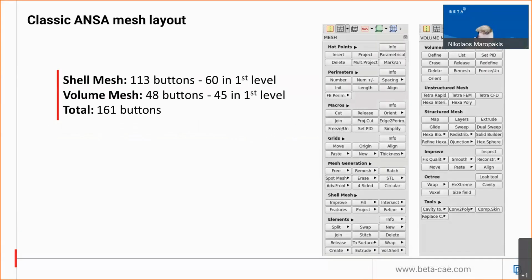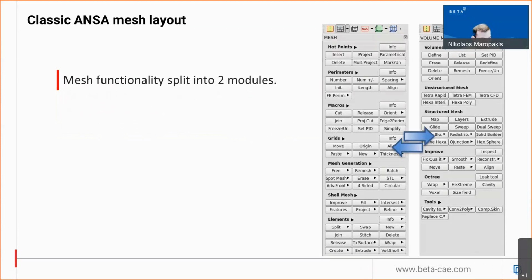Let's start with a view of the classic ANSA meshing layout of versions prior to version 22. There were 113 buttons in cell mesh, and almost half of them are hidden in the buffer menu, while in volume mesh there are 48 more buttons for a grand total of 161 buttons. Furthermore, a lot of operations require the user to use buttons from different modules, causing unnecessary delay or frustration, since quite often the user has to go back and forth between mesh and volume mesh modules.